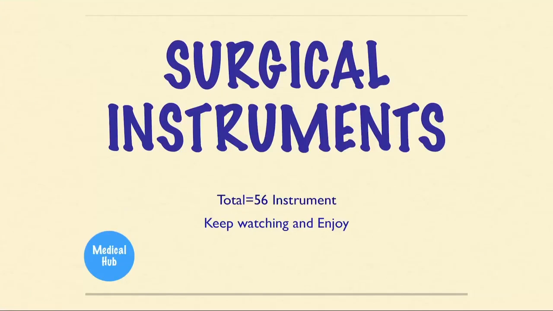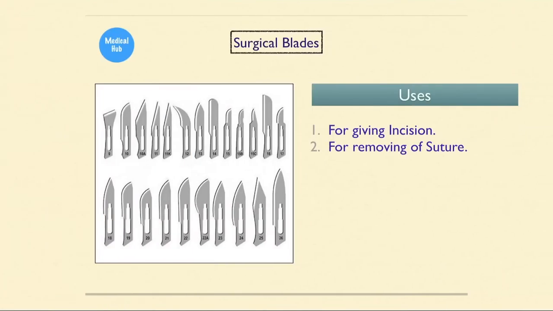Okay, so hello friends, today we will discuss the surgical instruments. We will discuss surgical instrument names and their uses. We will discuss a total of 56 instruments. So let's start with the surgical blades. The uses of surgical blades are for making an incision and for removing sutures.